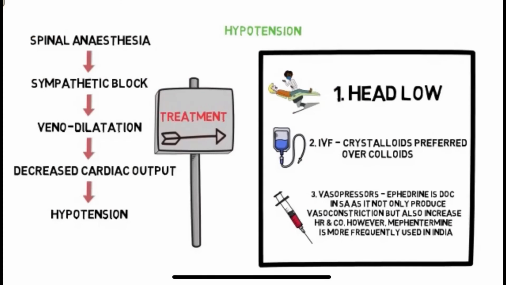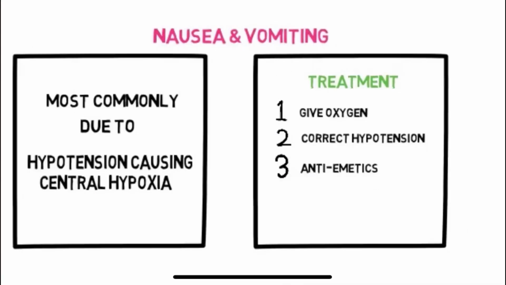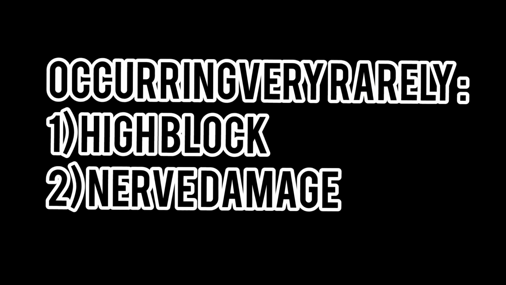If this happens, your anesthetist will give fluid into your drip and medicines to increase your blood pressure such as vasopressors. Some of the patients may get nausea and vomiting, most commonly due to hypotension. To treat this side effect, we must give the patient oxygen, correct the hypotension, and give antiemetics. Very occasionally, the spinal anesthetic can affect higher up the body than is needed for the operation. In this situation, you may experience weakness of your arms and, in very rare situations, difficulty in breathing.